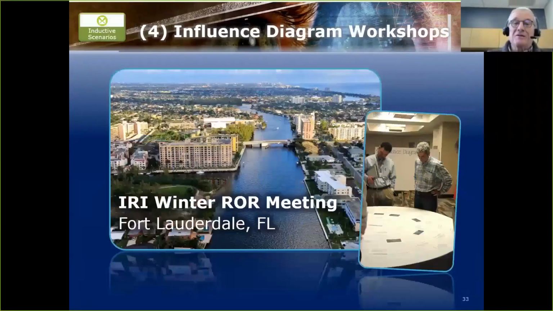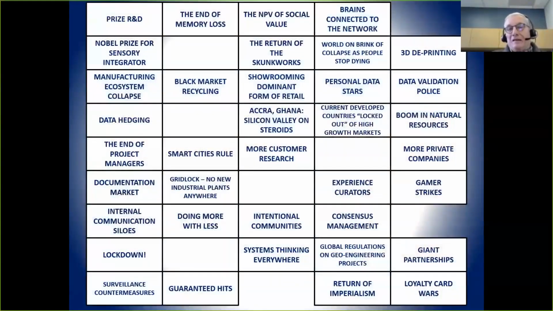But in inductive scenarios, what we did for this project, which played out over 18 months, was use workshops with participants from IRI for the different pieces of work. So we created what are called influence diagrams at their fall or their winter meeting, I guess, in Fort Lauderdale that year. And literally, we had 4 big tables with people around them, and what they were given were cards. And I think they got a total of 50 cards.